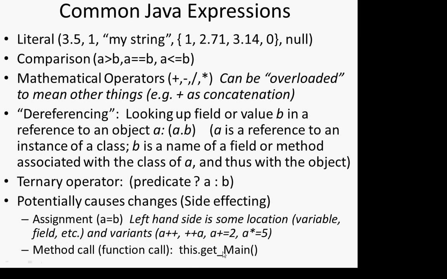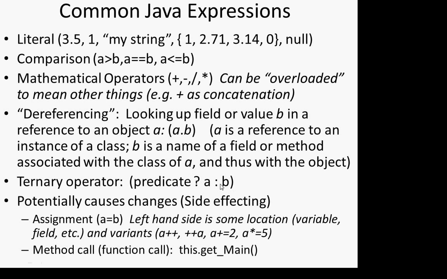Here's a ternary operator. We saw this before. We have some predicate ? a : b. What this is saying is if the predicate is true, we use a, otherwise we use b. That's an expression. It evaluates to a value, and it's either the value a or the value b. Which of those it is depends on whether this predicate is true or false.